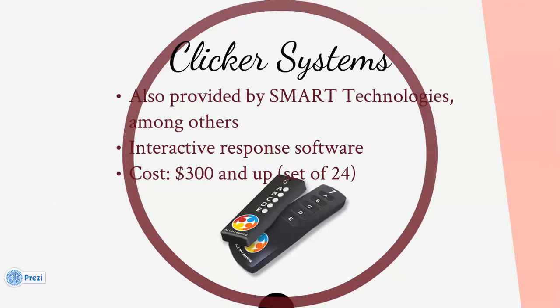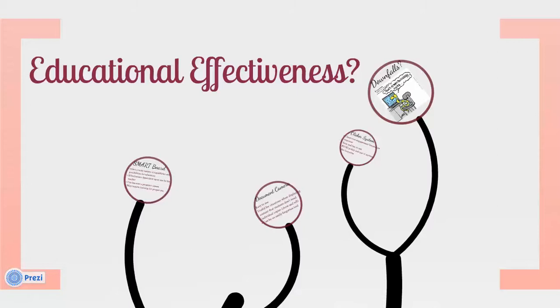Clicker systems, finally, are also provided by Smart Technologies, and they're interactive response software. We're all familiar with them as well. Most clicker systems that you buy are only good for multiple choice or true and false questions. Their cost, again, is roughly $300 for a set of 24. They normally come in sets of 24. At $300, you're looking at a pretty low price of $12.50 per clicker. Again, you can get more expensive, more capable clickers for a higher price.